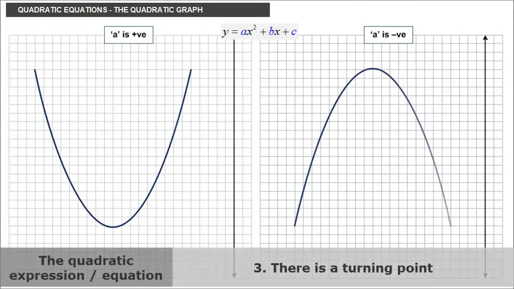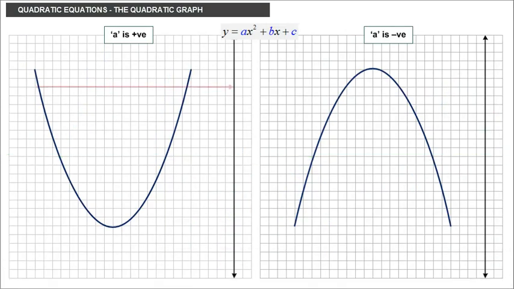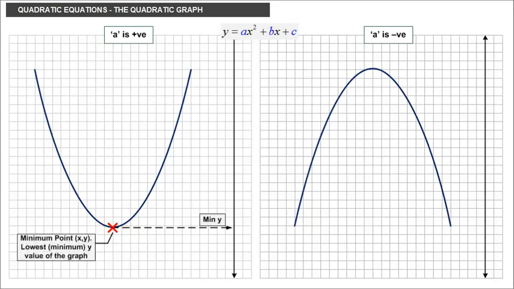Point number 3. There exists a turning point. As you move along in the direction of the positive x-axis, in the case of the U-shaped graph, the y value decreases, reaches a minimum value, and then turns back up. This coordinate, where the y value is the minimum, is appropriately called the minimum point. Likewise, for the N-shaped graph, the y value increases, reaches a maximum value, and then turns back down. This coordinate where the y value is the maximum is called the maximum point.